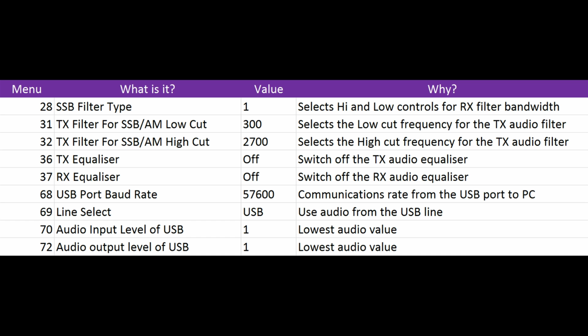Menu 31 and 32 set the lower and upper cut values for the transmit audio filter. These are the default values, but it's important to check that they're set correctly. Menu 36 and 37 switch off the transmit and receive equalizers, as we don't want them for this exercise. Item 68 sets the speed for the USB to PC communications. 69 tells the radio to take audio from the USB line for data communications. And finally, 70 and 72 set the input and output volume for the USB audio devices.